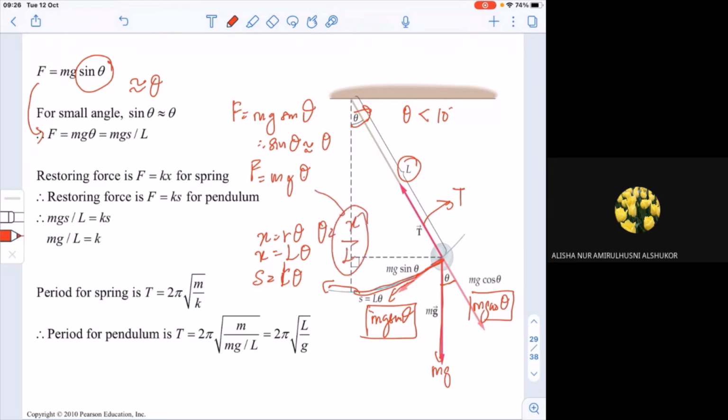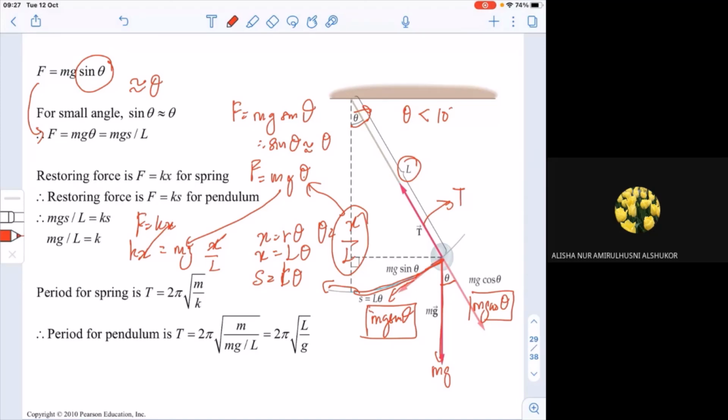Then you can put theta equivalent to x over l here, so that we can create whatever happens using f equals kx. So again f equals kx, so kx is equivalent to mg x over l. Of course we can cancel out x and x. What's left is just k equals mg over l.